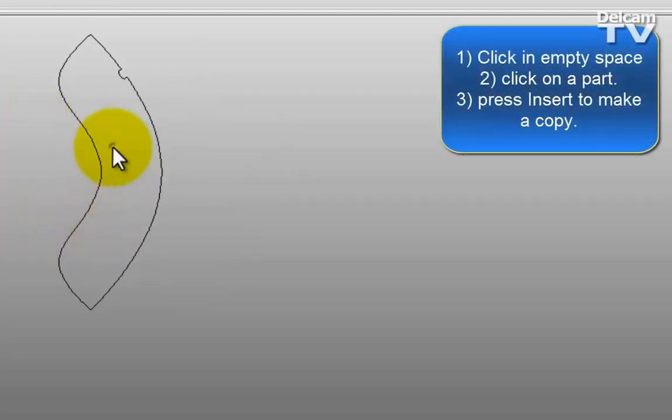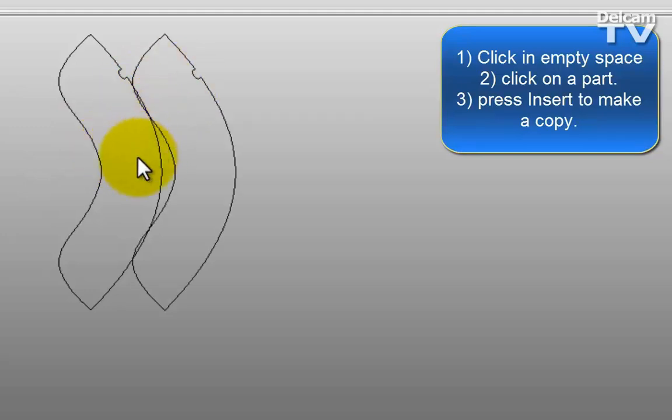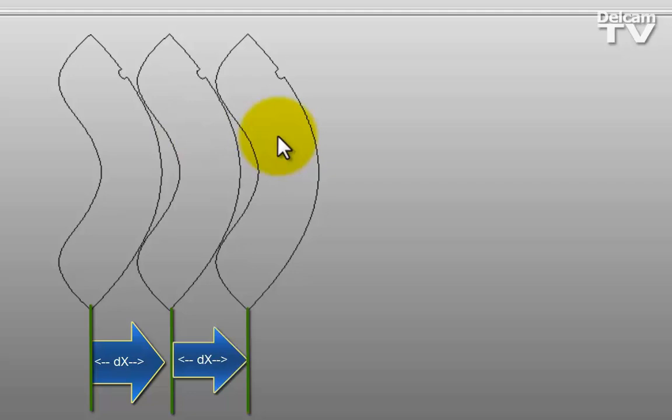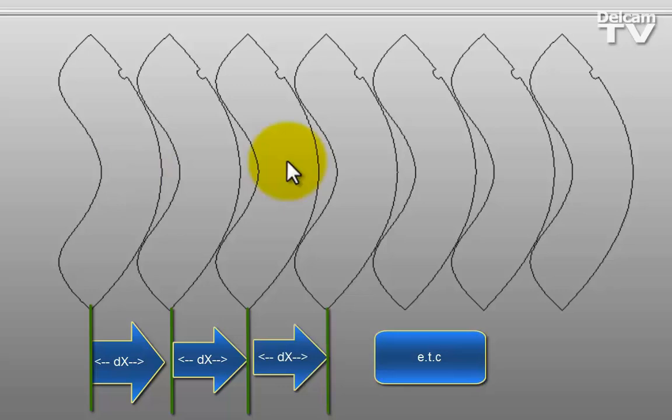So let's delete that part, we'll start again. We click in an empty space and we pick a part. Press insert gives us a copy. We are still selecting the first part, so we click on our new part, we can then move it relative to the first. Now at this point the program realizes where this part came from and keeps the differential distance between the two. So if we now press insert again, having moved this one, the next part inserted will be relative to the distance between the last two, so we can keep just adding them in.